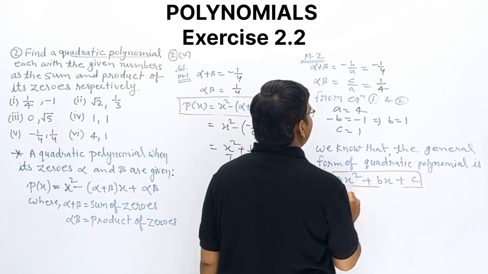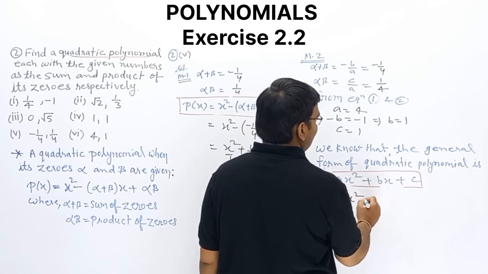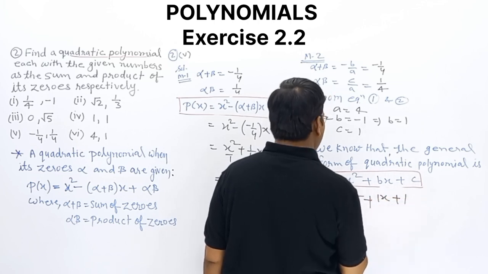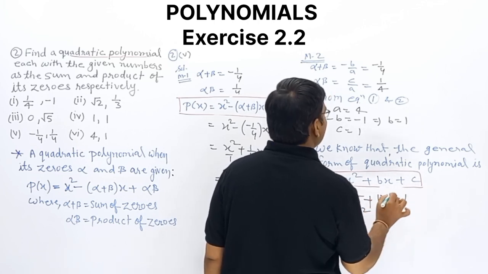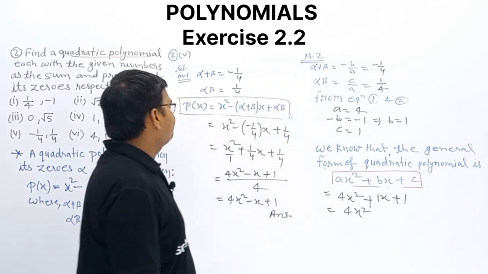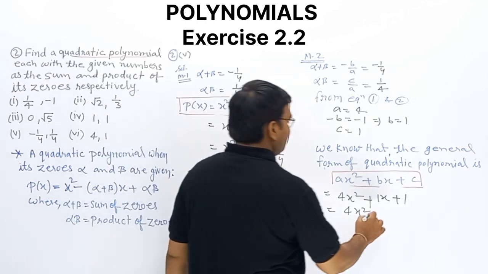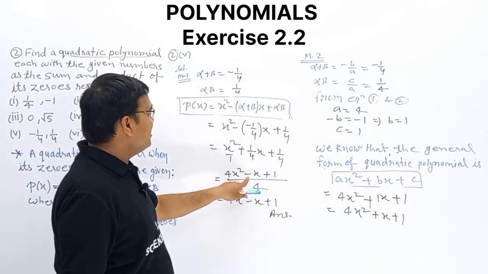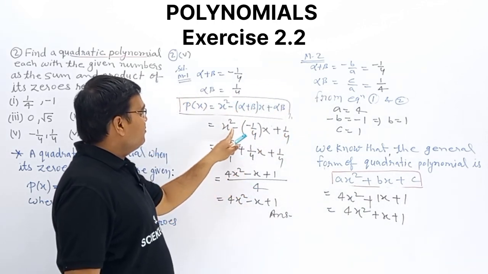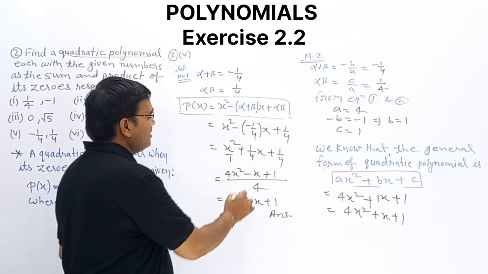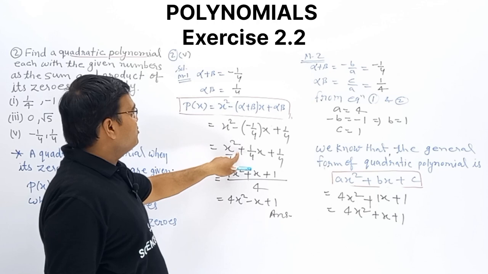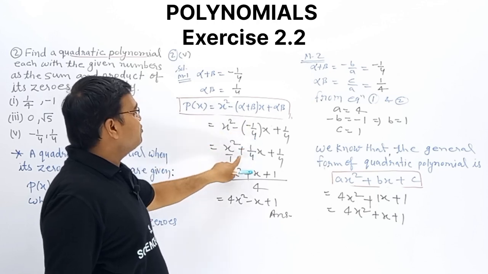A equal to what? 4x square plus b is what? 1x plus c is what? 1. 4x square plus x plus 1. This is the result. But how are we getting minus 1? Minus into minus, this is the plus 1, and this one will be what? Plus.